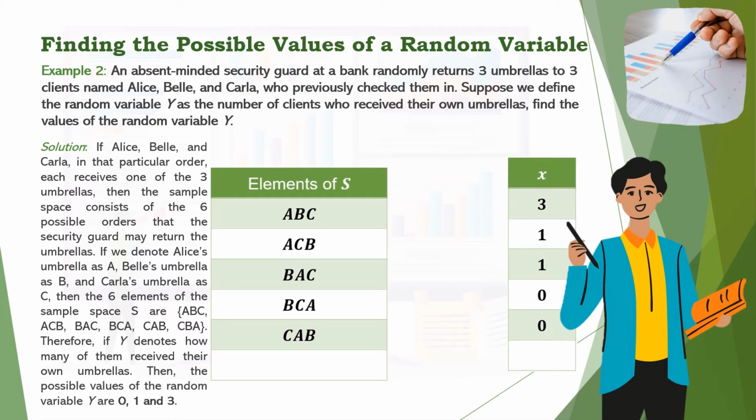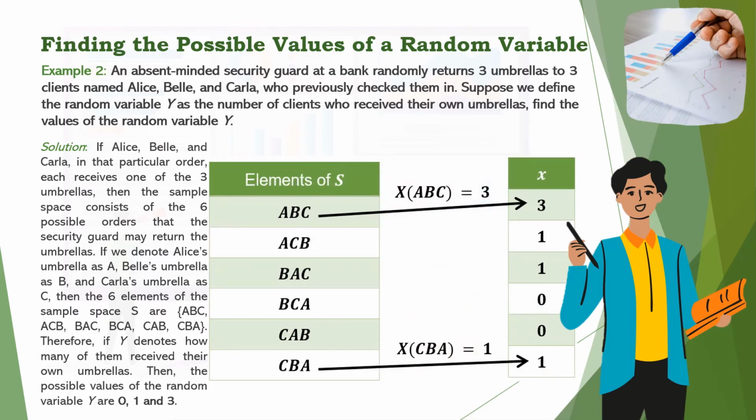At sa huling outcome, CBA. Ibig sabihin naman ito na nasauli kay Belle ang kanyang payong. Kaya isa ulit ang ilalagay natin dito. We therefore conclude that the values of random variable y is 0, 1, and 3. Base dito, pwede rin nating sabihin na lahat, isa lang o wala sa kanila ang makakatanggap ng kanyang payong kung titignan natin lahat ng mga posibleng paraan para maibigay ito ng security guard.